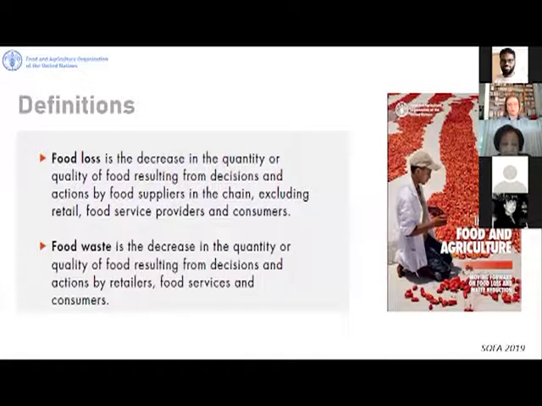As you can see here, food loss is defined as the decrease in the quantity or quality of food resulting from decisions and actions by food suppliers in the chain, excluding retail, food service providers, and consumers. Food loss effectively takes place between post-harvest and the wholesale markets. And Carola will also explain a little bit more on what she does in that context. Food waste, on the other hand, is the decrease in the quality and quantity of food resulting from decisions and actions by retailers, food services, and consumers. So it effectively takes place at the retail level, in the food service sector, and at the consumer level.